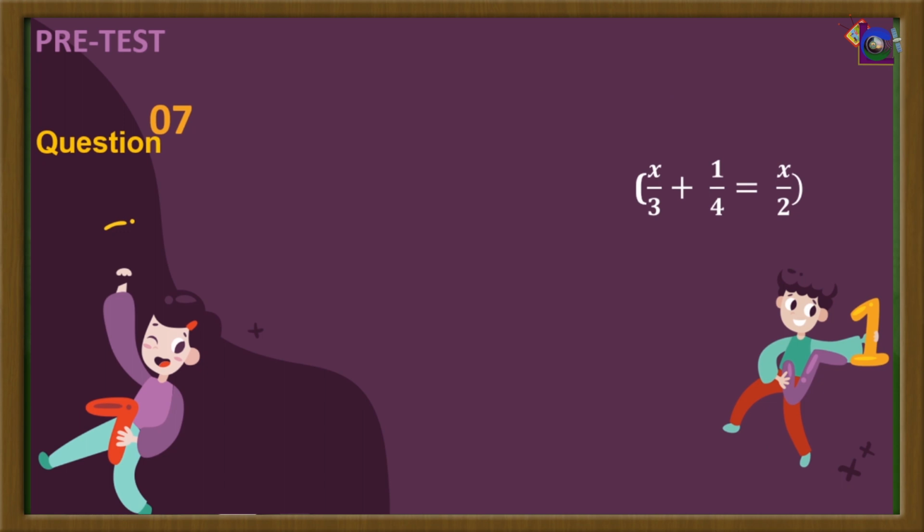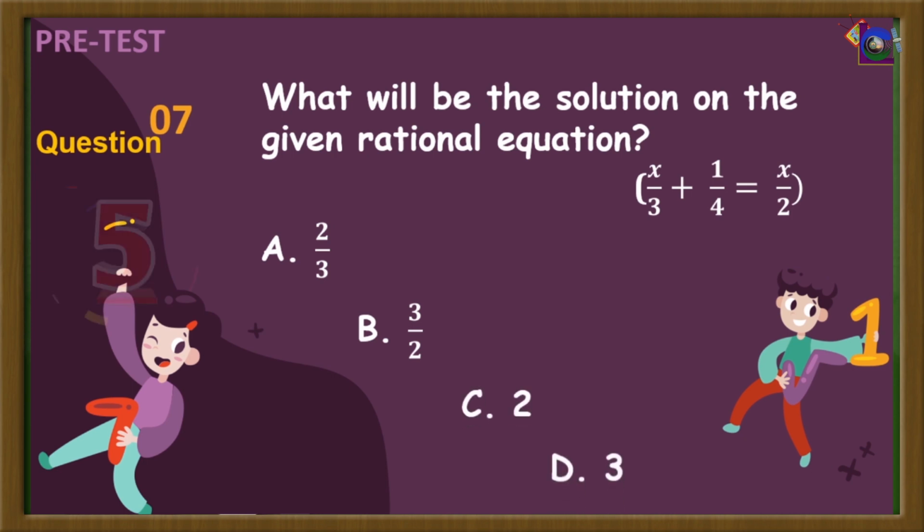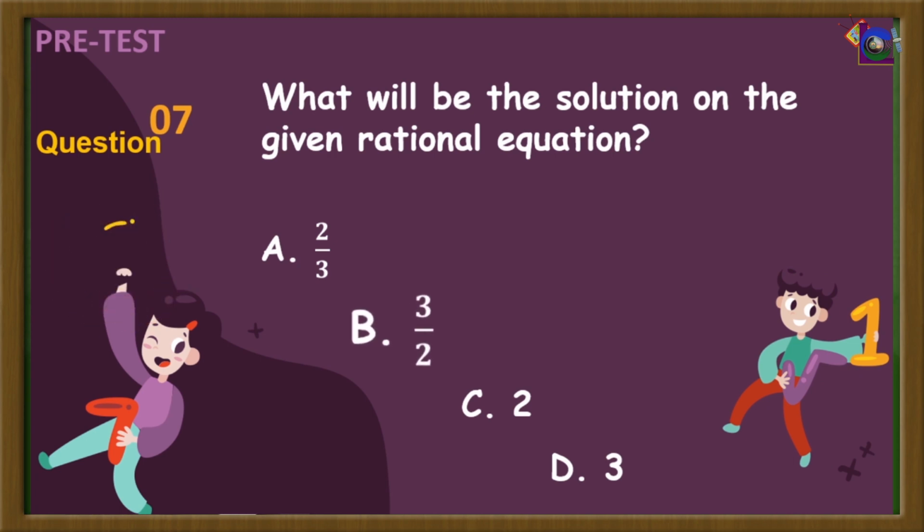Number 7. What will be the solution of the given rational equation? A. 2/3, B. 3/2, C. 2, D. 3. The correct answer is letter B, 3/2.